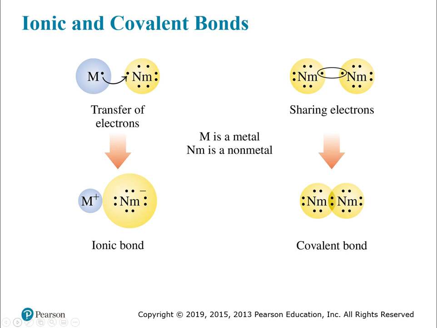This is kind of what it looks like if you could see these bonds forming. You have a metal that's got a valence electron. It's going to transfer that electron to the nonmetal. And what you have left is a positively charged metal and a negatively charged nonmetal. That's an ionic bond. If you have two nonmetals that each have some number of valence electrons, they will share electrons so that they each have a full octet. They look like the nearest noble gas.